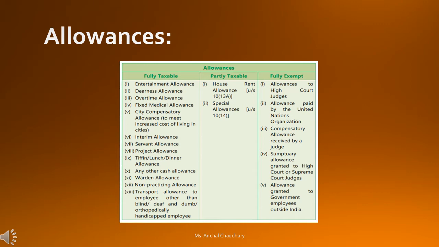First is allowance to High Court judges, allowance paid by the United Nations Organization UNO, compensatory allowances received by a judge, sumptuary allowances granted to High Court or Supreme Court judges, and allowances granted to government employees outside India.